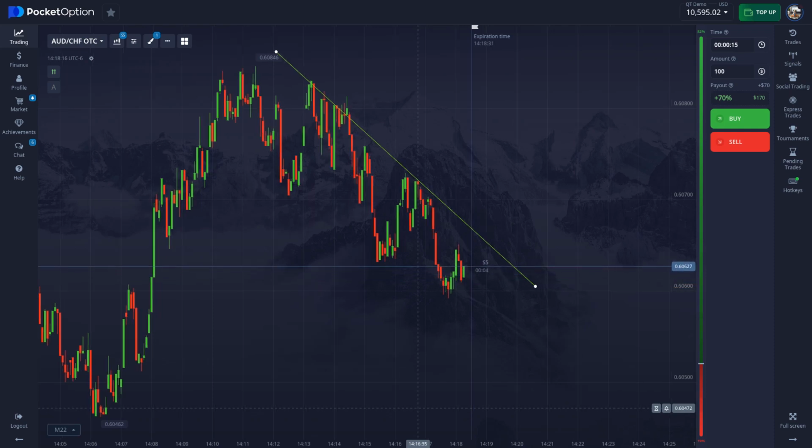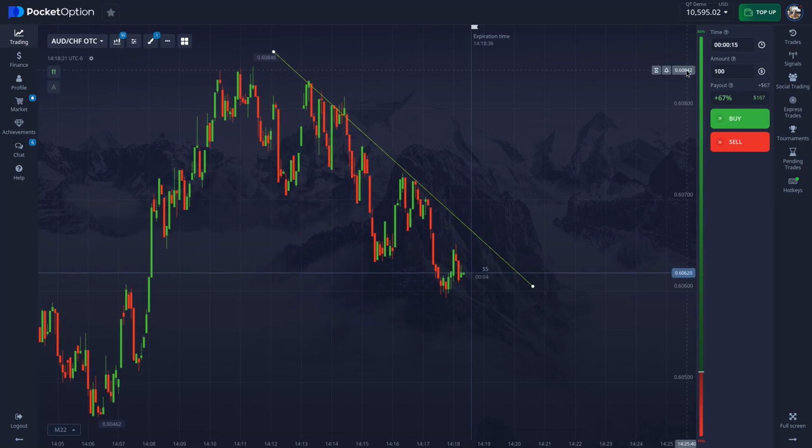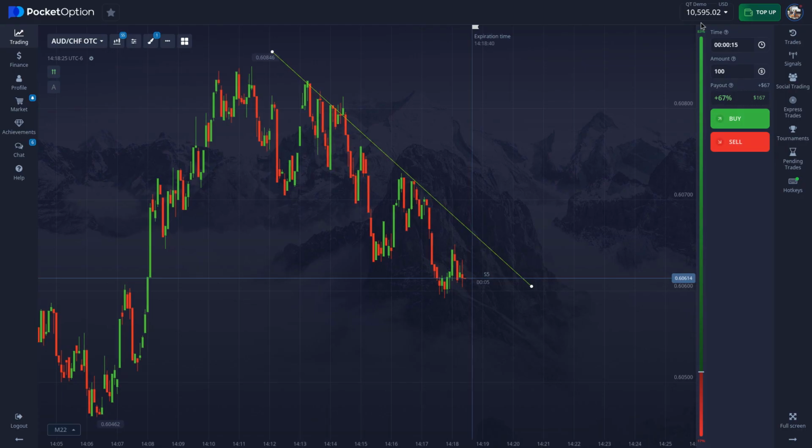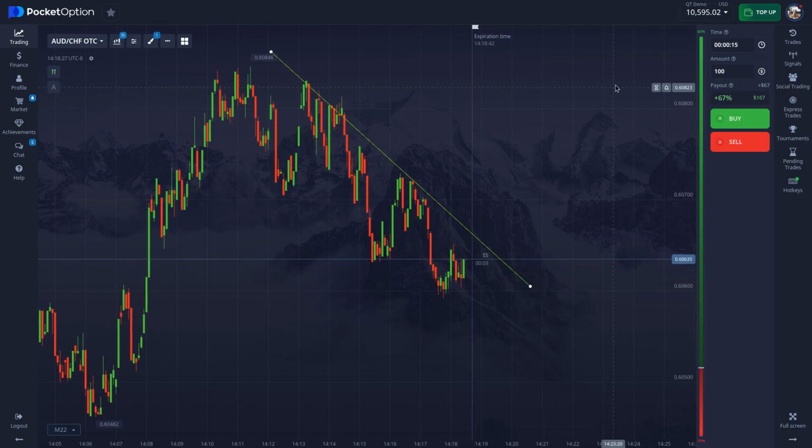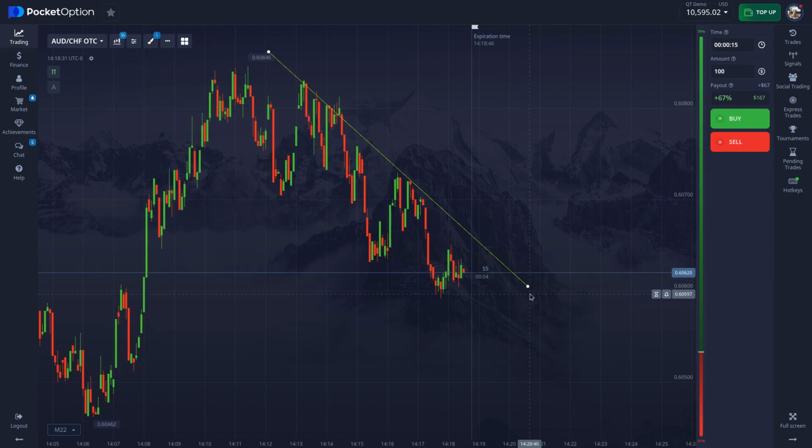I'm going to try to trade against the trend line here. I'm using 5-second candles, 15-second expiry. My demo balance is 10,595. I'm going to use a 15-second expiry, hoping for a continuation on a breakthrough of this level. I'm just going to wait for a break of that level.